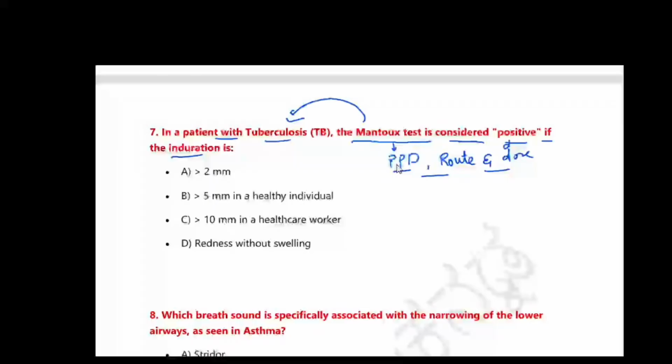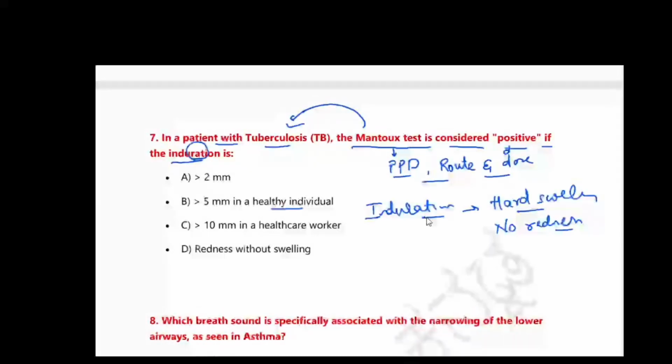hard swelling of skin, but there will be no redness. Only hard swelling will be there, but there will be no redness. That is induration. Induration occurs if the patient is positive for TB. Here they have given more than 2 mm. This is the normal one. In normal individuals also, the induration may be 2 mm. This is the normal one, that indicates negative for TB.